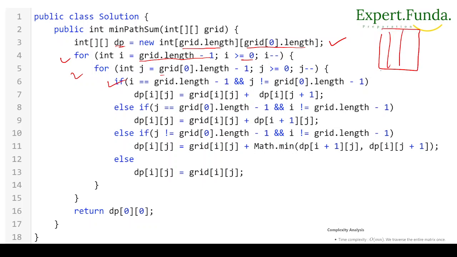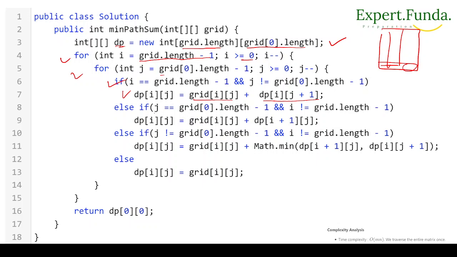Okay, if i is at this row and j is not equal to the length minus 1, meaning it is not here at the border, then other than this case, we will calculate dp i and j. Here we'll calculate dp i, j as grid i, j plus dp i, j plus 1, because j is not at the last one, so it will not cross the border. For i and j, it becomes i, j plus 1.